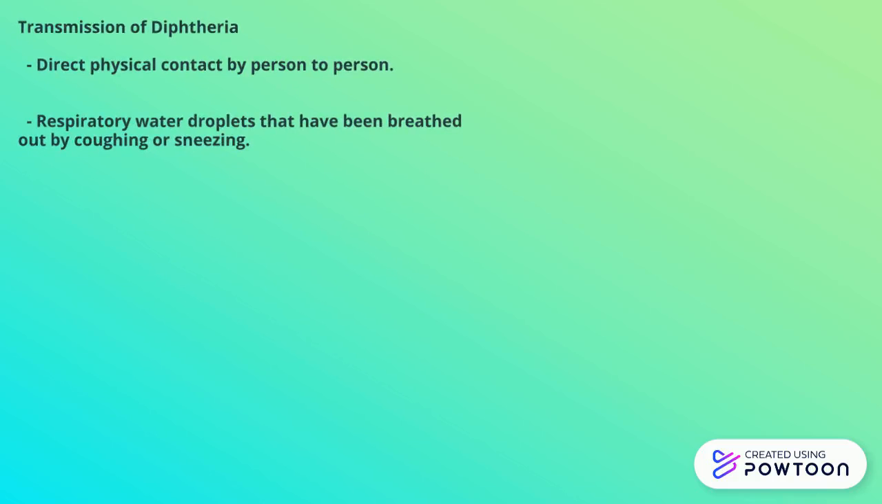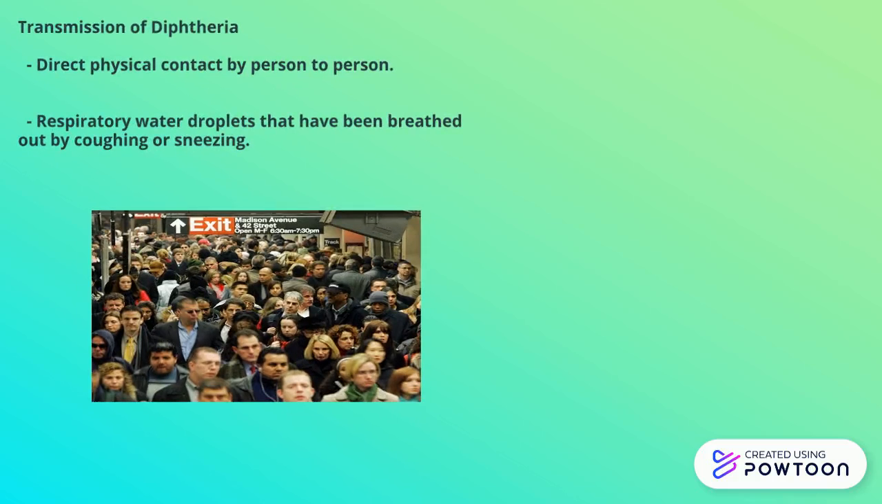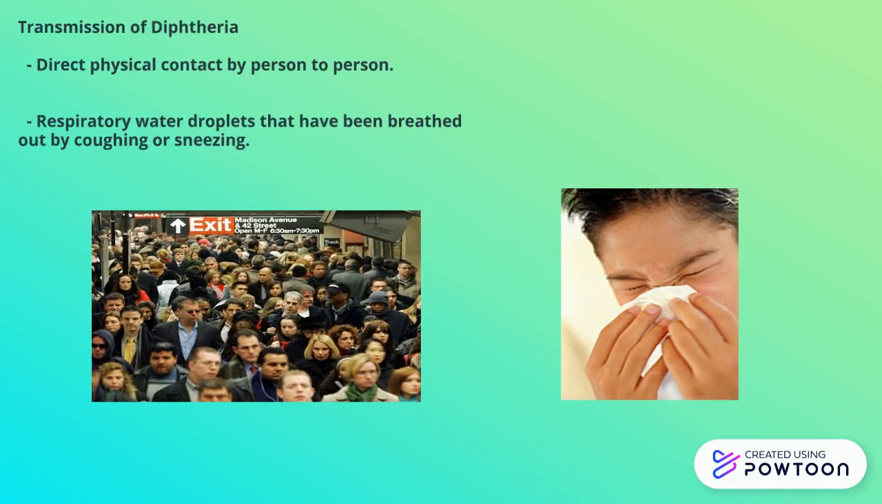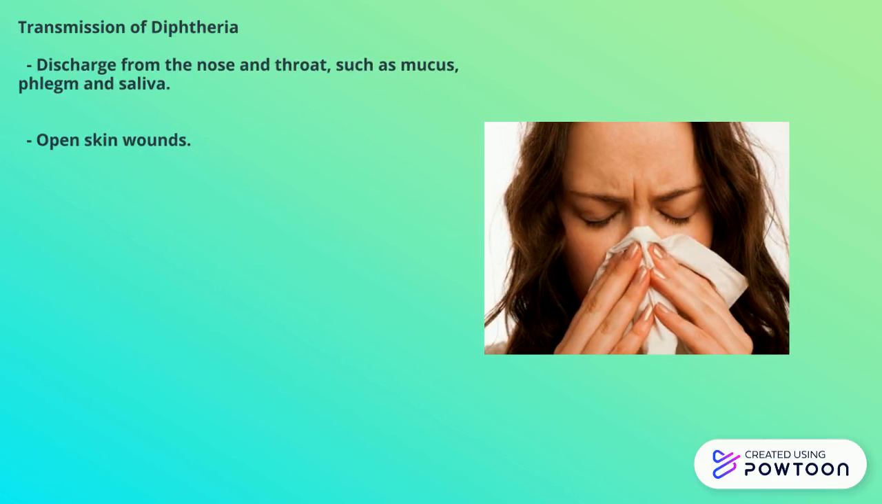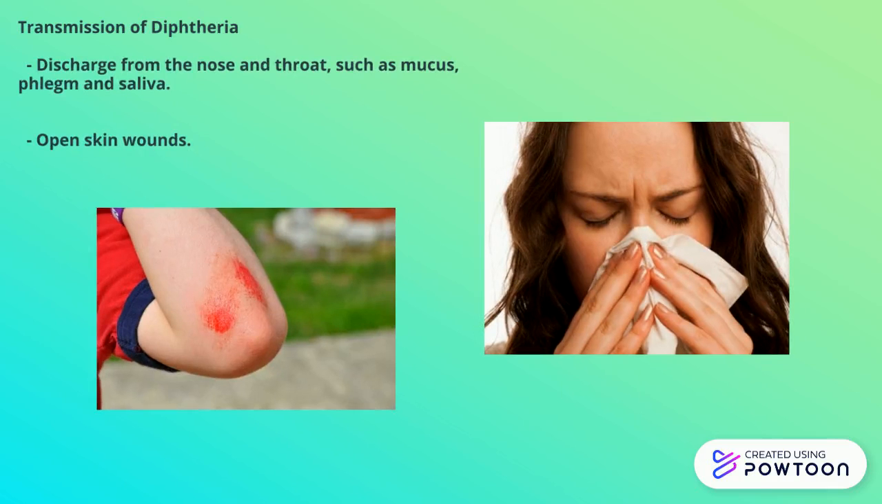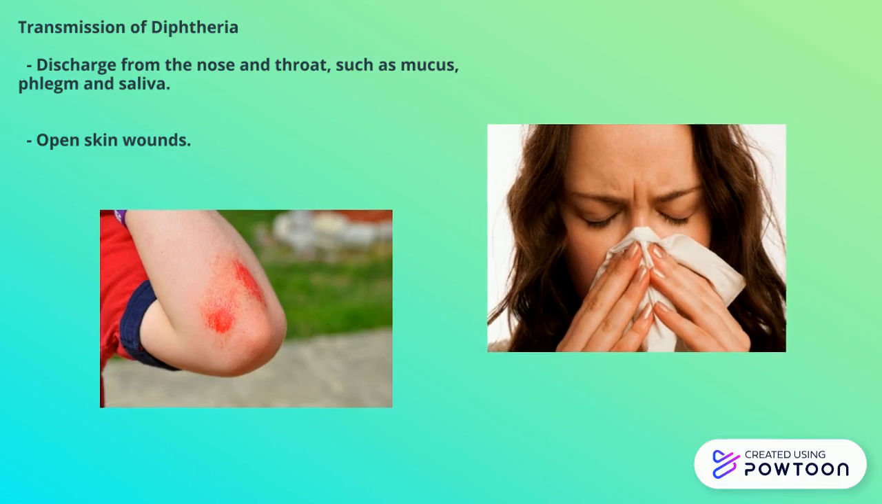Diphtheria can be transmitted by direct physical contact from person to person. This includes respiratory droplets that have been breathed out into the air by coughing or sneezing, meaning that the bacteria can travel to other individuals via the air. Secretions from the nose and throat, such as mucus, phlegm, and saliva, can also spread diphtheria, as well as open wounds and skin lesions where it can make physical contact with another individual.